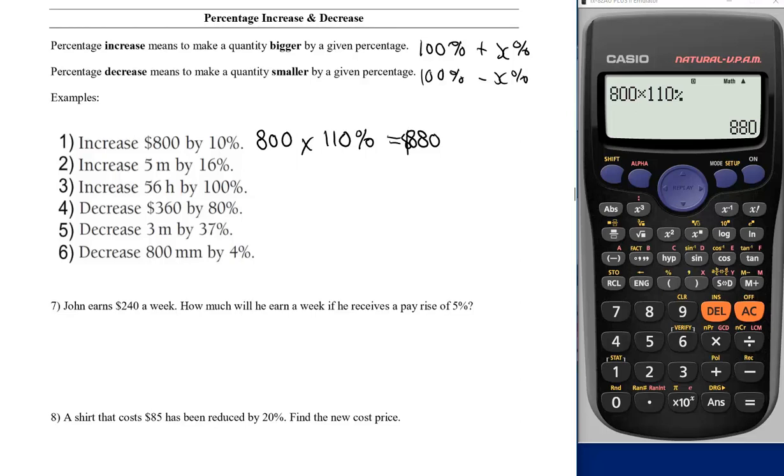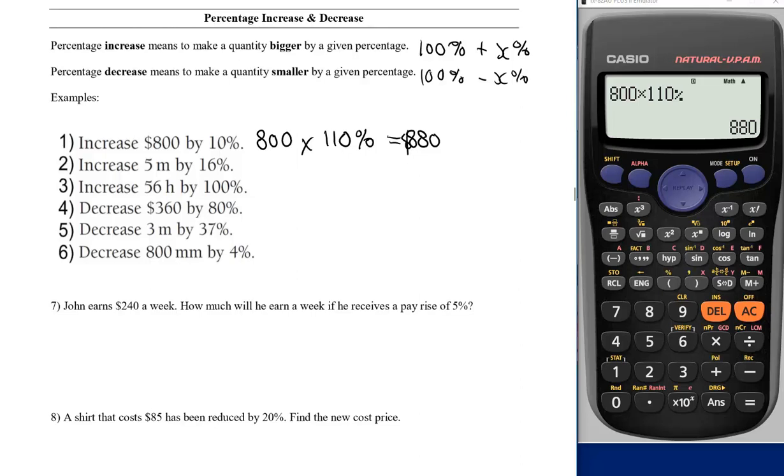So this is one way to do it. The other way is you can think, well, 10% of 800, if we divide 800 by 10, it's going to be 80. If we add that on to 800, we get 880. So you can see it works both ways. We're going to do it this way. There's a bit of a quicker way though.